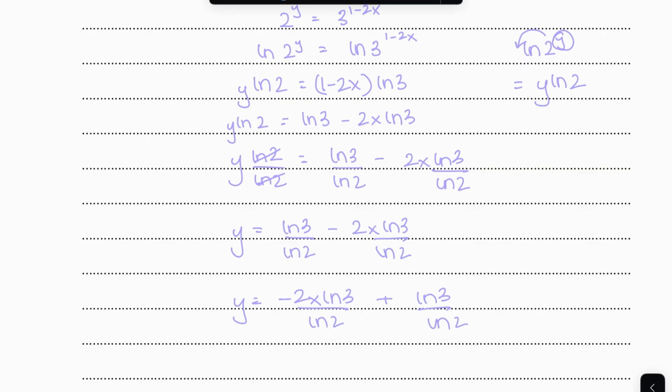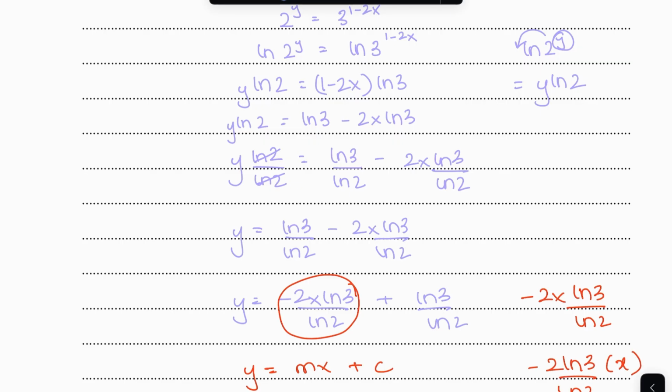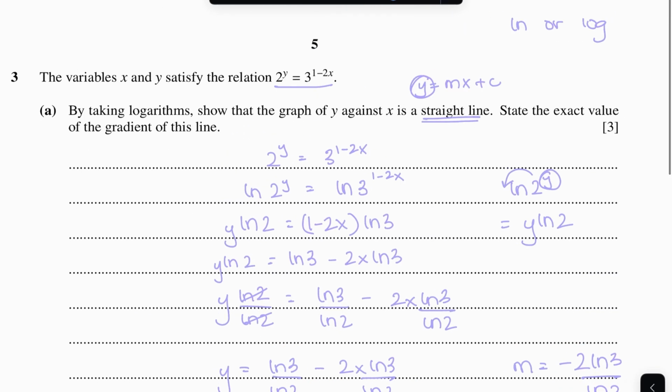So now this looks like y is equal to mx plus c, and my m is going to be this. If I isolate that, minus 2x ln 3 over ln 2 can be written as minus 2 ln 3 over ln 2 times x. So this part essentially is my gradient. The answer to part A would be minus 2 ln 3 over ln 2 as my gradient, and this is my line equation, and I have shown that it is a straight line.